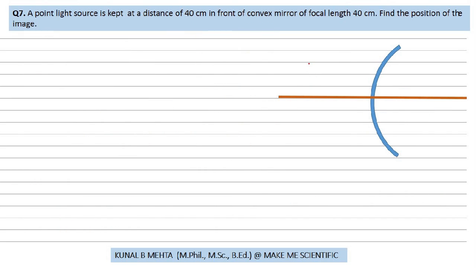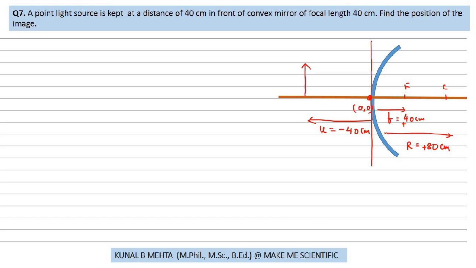An object is kept at a distance of 40 centimeters. Now this is our convex mirror. Now pole is at the origin. Now you can see that the object distance is again negative because the pole should be at the origin of the coordinate system. But the focus over here lies on the right hand side, as the radius of curvature also. So the focal length should be positive. Radius of curvature should also be positive. Focal length is 40 centimeters, so plus 40 centimeters, radius of curvature would be double the length.